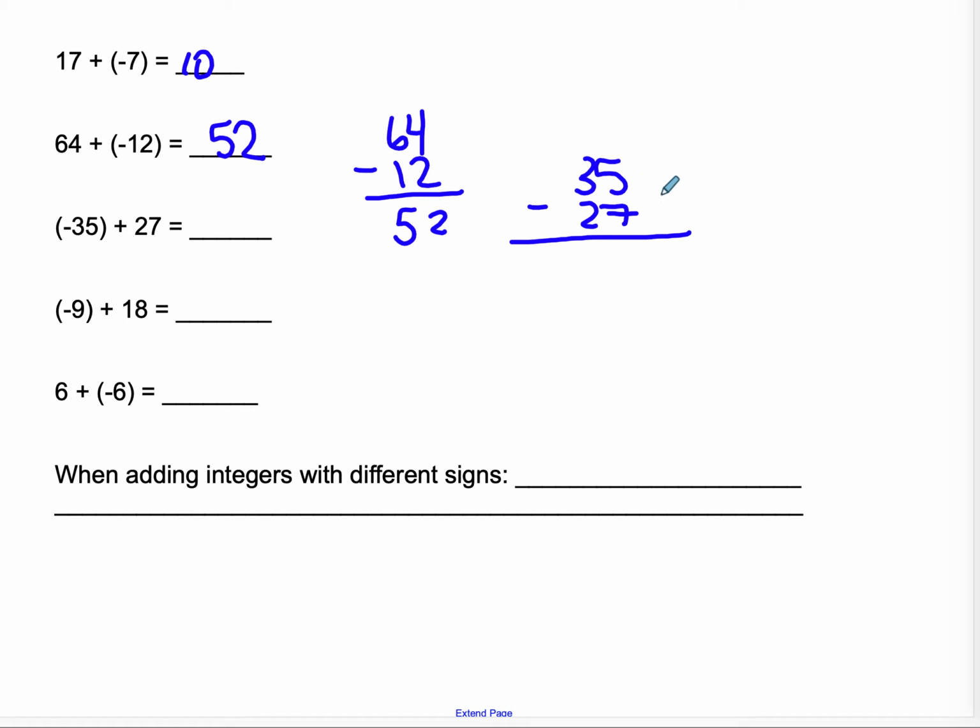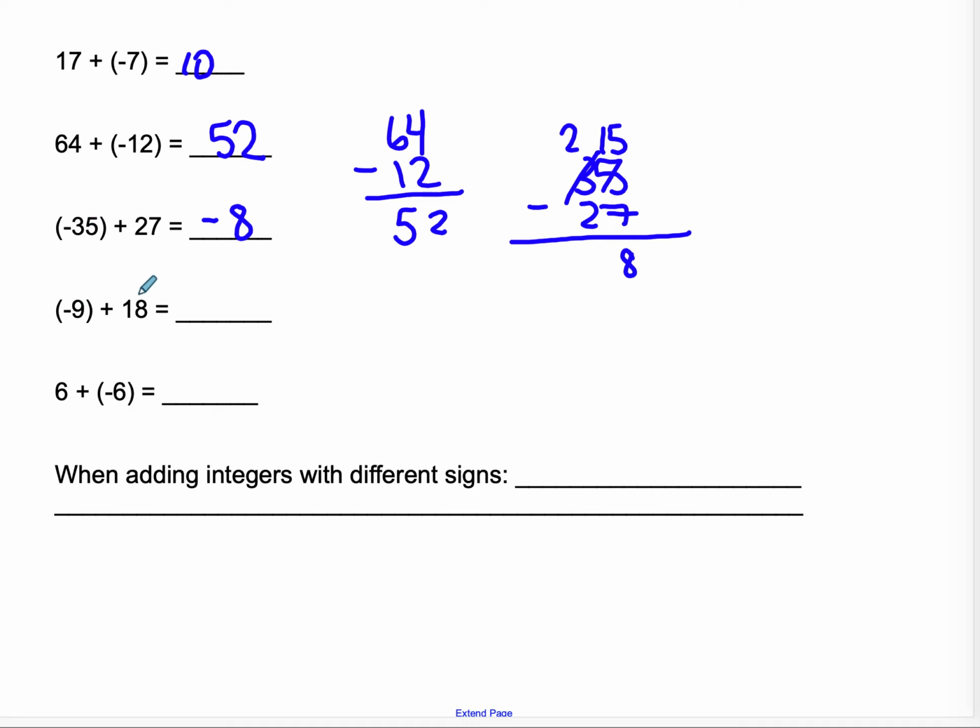35 minus 7. Okay, 5 minus 7 takes us into the negatives, so I've got to borrow. That 3 becomes a 2. This 5 becomes a 15. Now I'm ready to subtract. 15 minus 7 is going to be 8. 2 minus 2 is 0. So I'm going to come back over here to write my 8. More negatives, answer's negative. Don't forget to go back to the original problem and double check your sign.